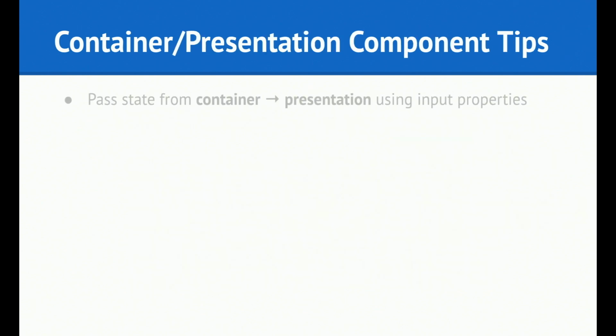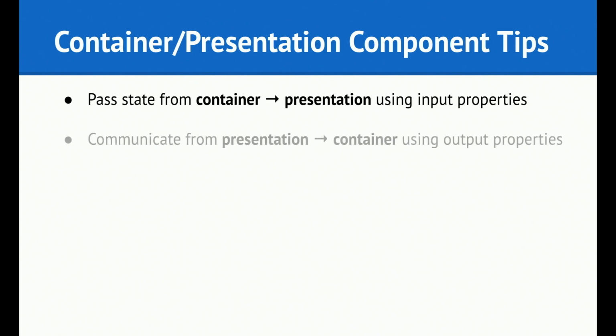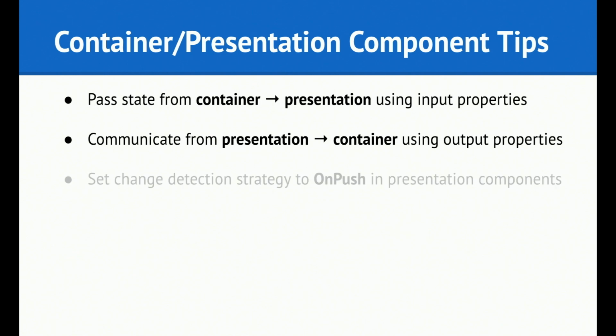Now, a couple things on that. As you're passing from the container to the presentation, typically we'll use input properties. How do you go back up? Well, that's easy. That's just normal Angular, right? Typically an output property. Now, when it comes to the children, the presentation components, I almost always set the change detection strategy to OnPush. And some of you probably do this as well.